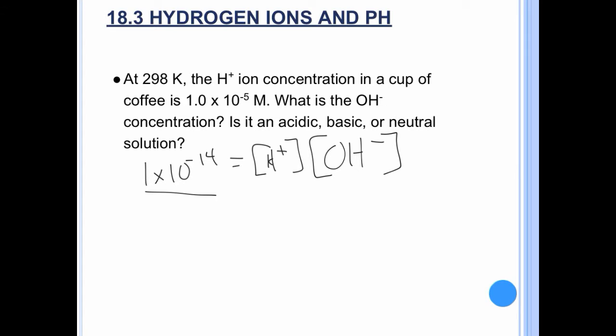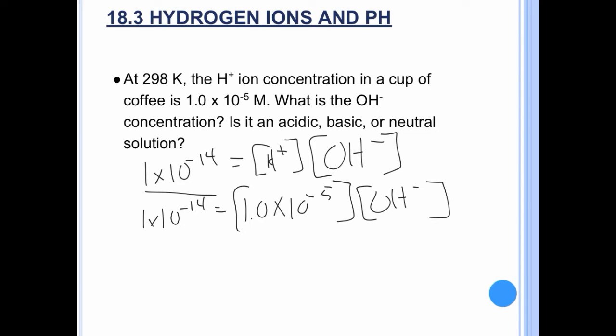So given that, 1 times 10 to the negative 14th in this problem equals 1.0 times 10 to the negative 5th times the hydroxide concentration, because that's the hydrogen. Then we just divide both sides by 1.0 times 10 to the negative 5th, and that will give us the hydroxide concentration. So that's the first part of the question. What we get is 1 times 10 to the negative ninth.